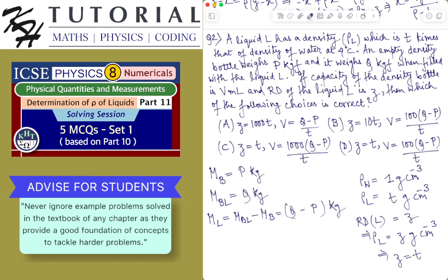So now in the given choices, we can see that Z equals T is only provided in choices C and D. So definitely one of the choices C or D will be correct. Now we have to find what will be V. That is the capacity of the density bottle is given as VML. We have to find V. How do we know V?